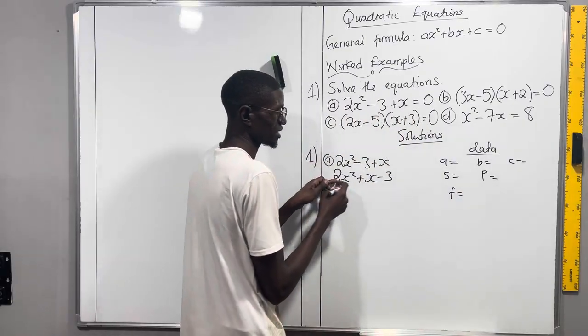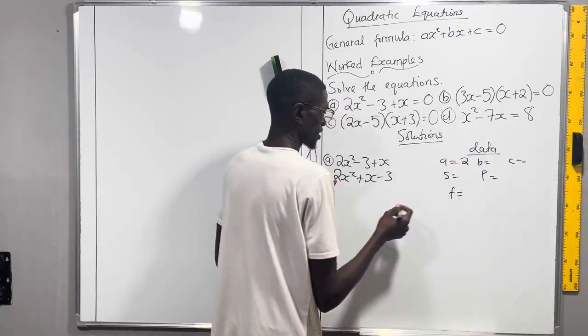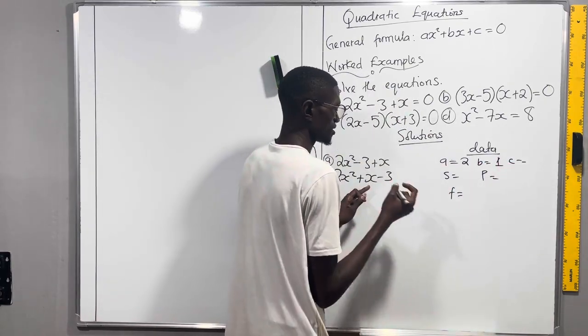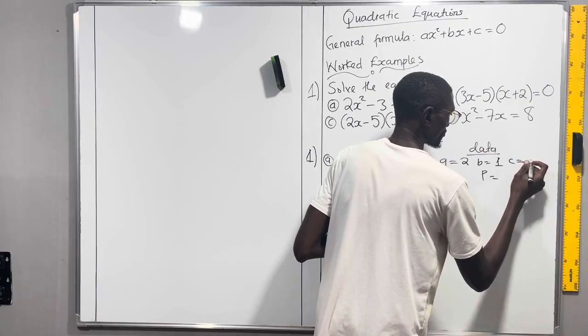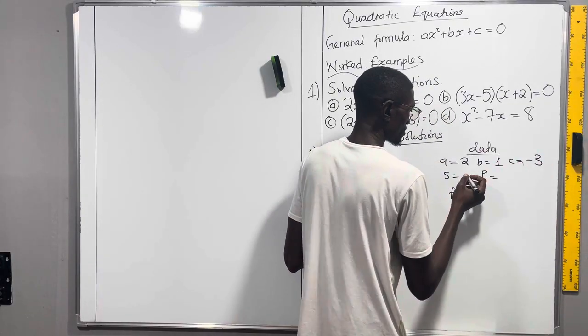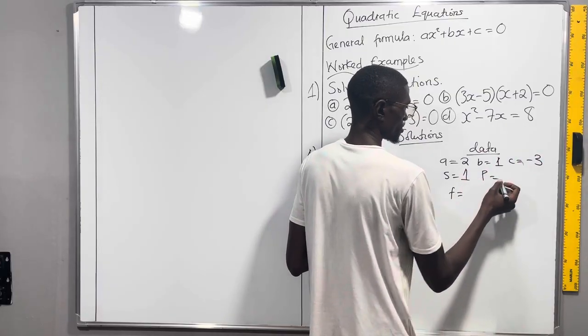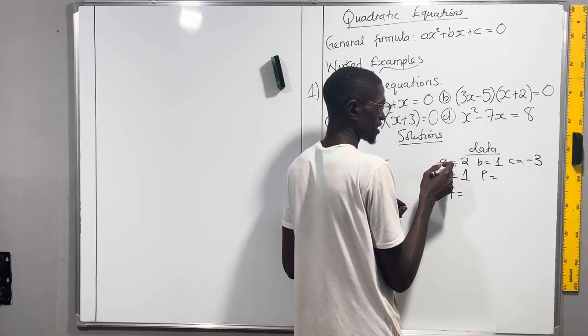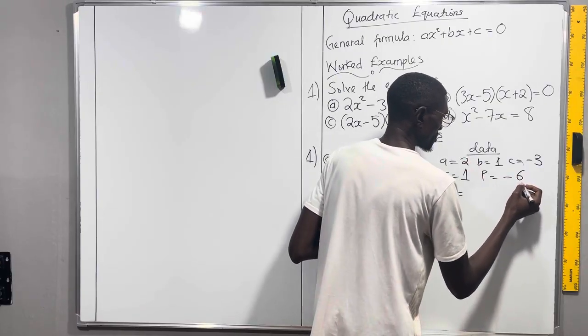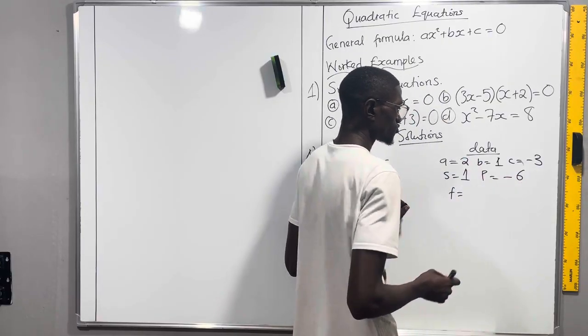So what is our a? Our a is going to be 2. Our b is a coefficient of x, which is a 1. Our c is a constant, which is negative 3. Okay, our sum is the same as the value for b. And then our product, we get the product by multiplying a times c, so it's going to be 2 times negative 3, giving us negative 6. At this point, we need to find the factors.